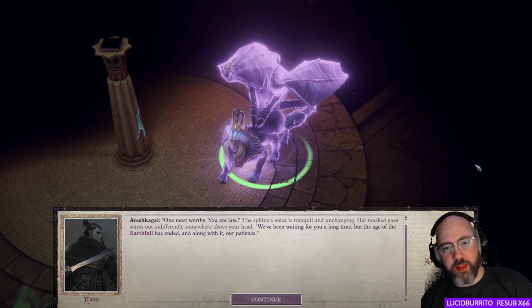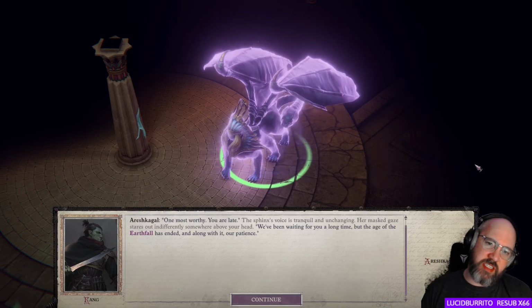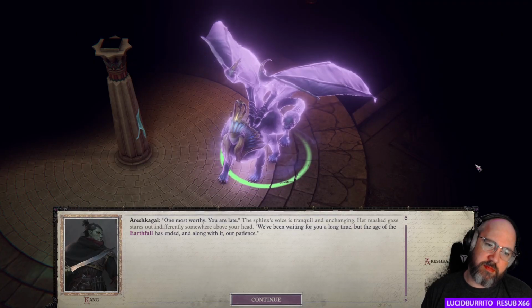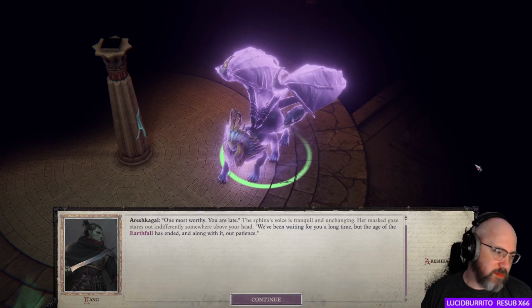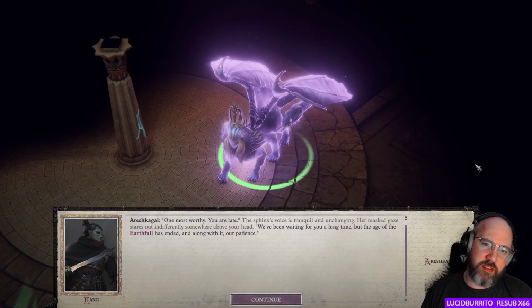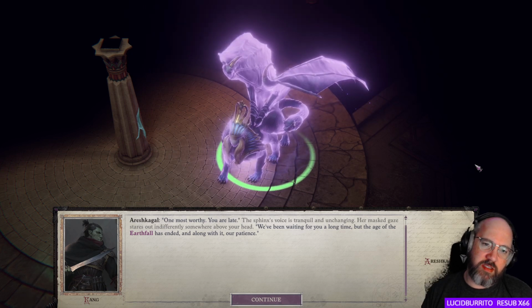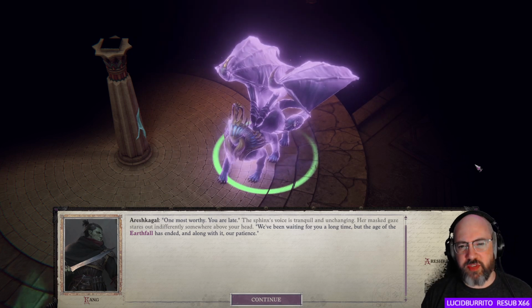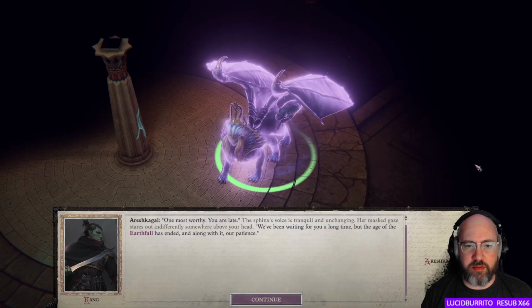Areshkagal. It's a Sphinx slash chimera, kind of? Not really. Mostly a sphinx. It's just a sphinx with a snake for a tail, which is unique.